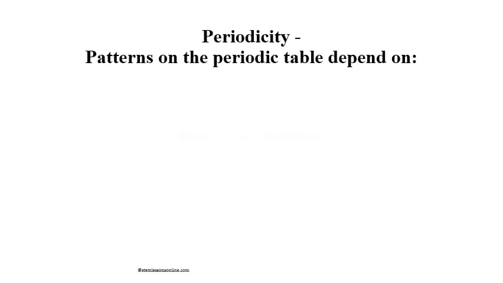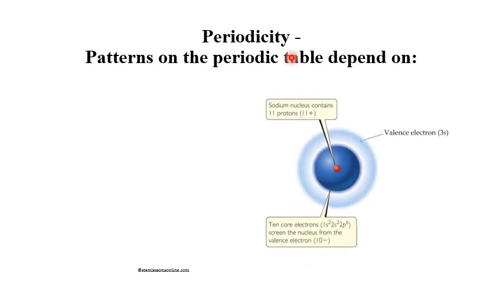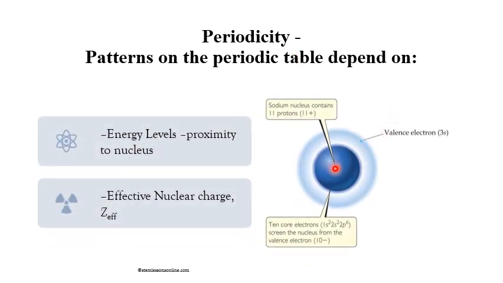So the pattern in the periodic table, that is also called periodicity, depends on two main factors. The first factor is the distance between the nucleus and the valence shell. So when the number of energy levels increases, the distance between the nucleus and the valence electron increases. And the second factor is effective nuclear charge, which we call Z. So let us go to each one and explain a little more details about it.